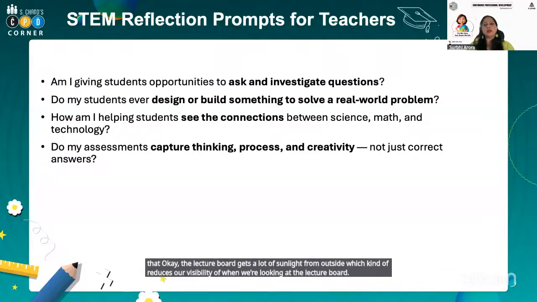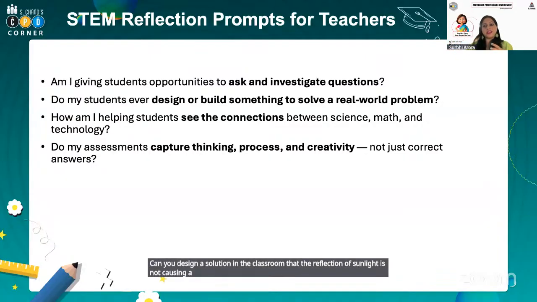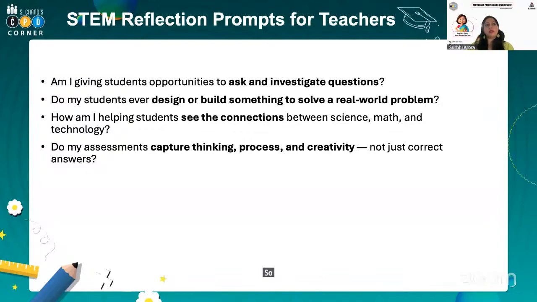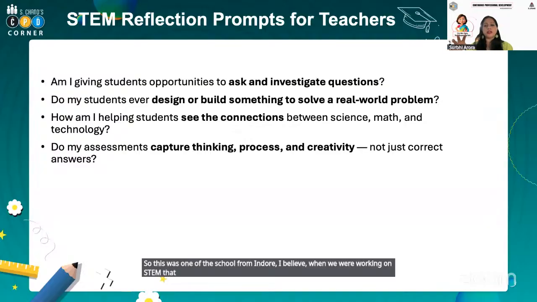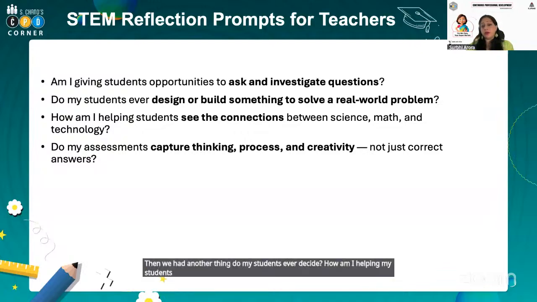Can you design a solution in the classroom so that the reflection of sunlight is not causing a lot of disruption on the lecture board? This was from a school in Indore, I believe, when we were working on STEM, that we came up with this question and this solution. Then we had another thing: do my students ever design? How am I helping my students see the connection between science, math, and technology? That connection first you need to understand, only then you can help your children.